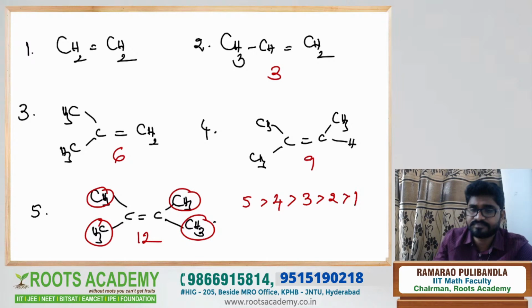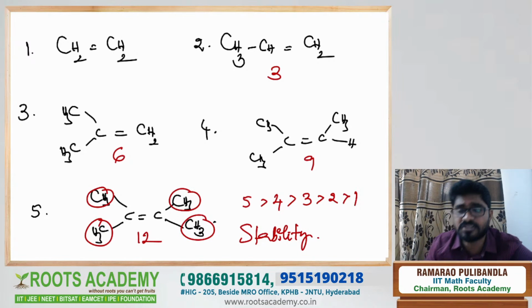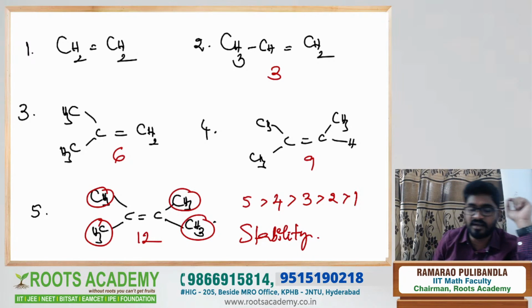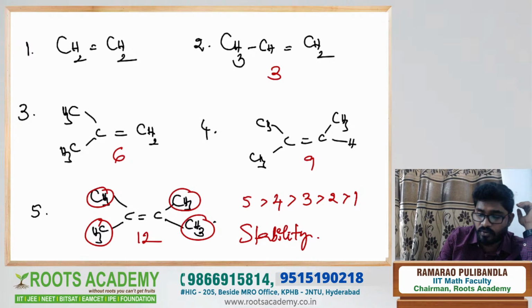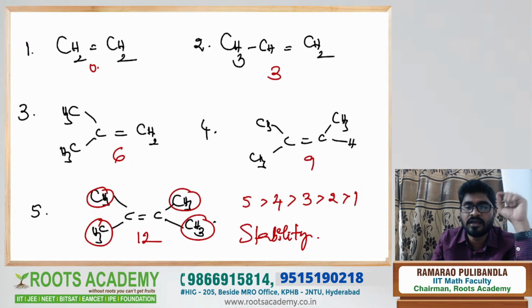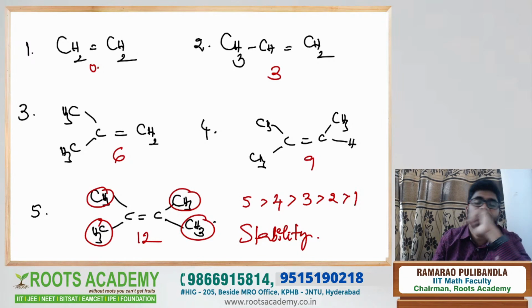For the first one, how many hyperconjugations are possible? The more hyperconjugations there are, the more stable. Based on the number of hyperconjugations, we can decide: more hyperconjugations, more stability. For the first one it is 0. That is the way of deciding the stability of a molecule. So we can give that statement: more substituted alkenes are more stable. Based on that, we can say like that.